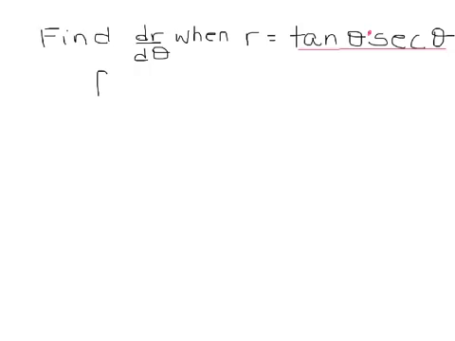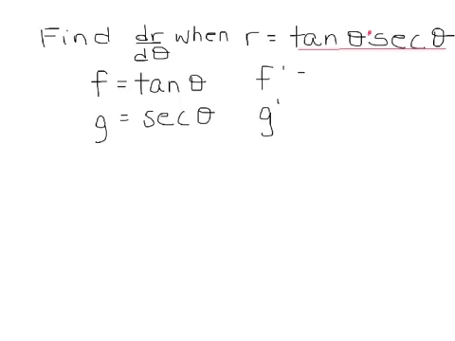So our first function is the tangent of theta, and our second function is the secant of theta. So from there we can find each of their derivatives. So the first function's derivative of tangent is secant squared theta. And the derivative of secant theta is secant theta tan theta.